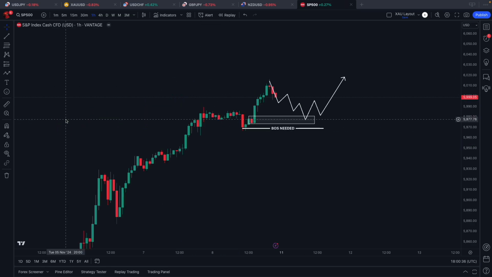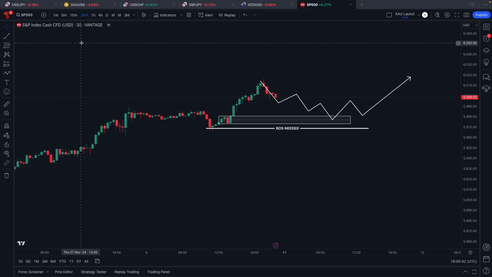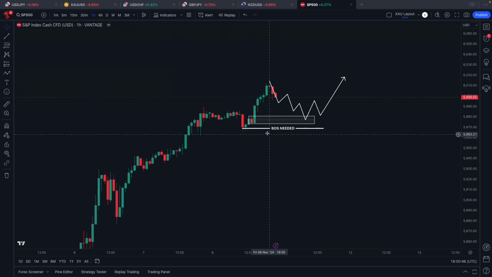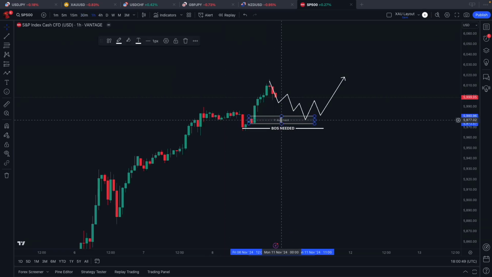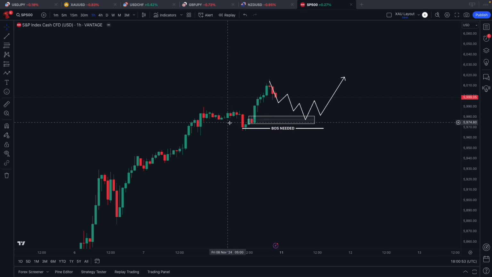So that's actually my thoughts for the S&P 500. There's not too much to it. I think it's just a case of being patient, waiting here for either a penetration and rejection to buy into this market from this area here, or we wait for the break of structure that gives us the confirmation to then drive the market lower.